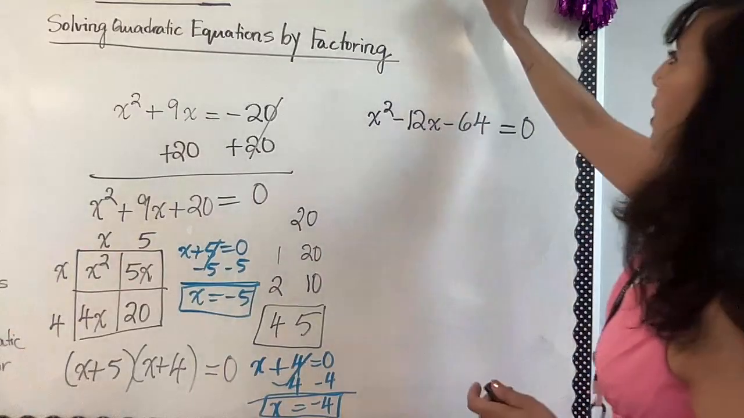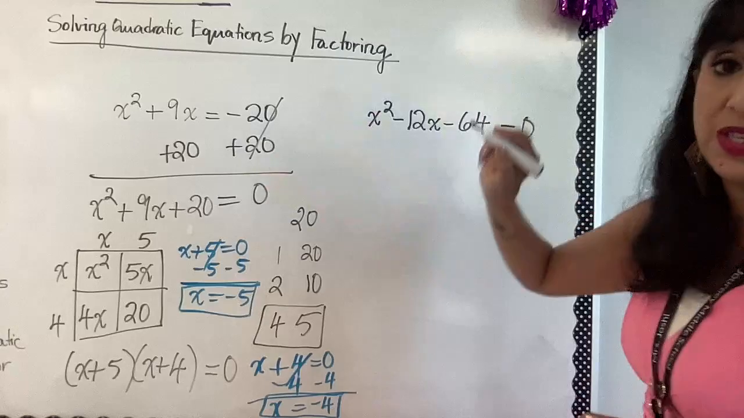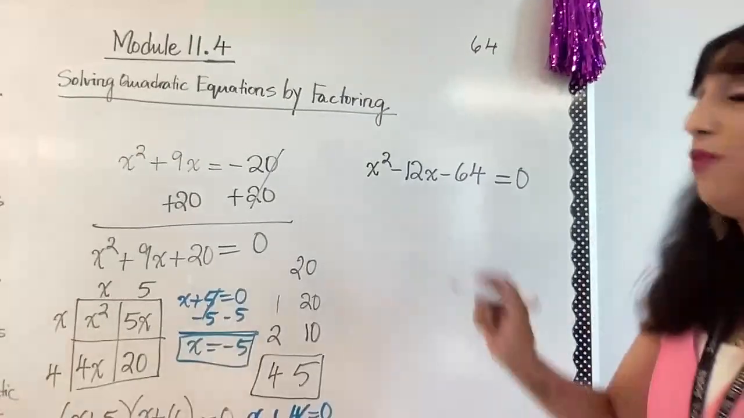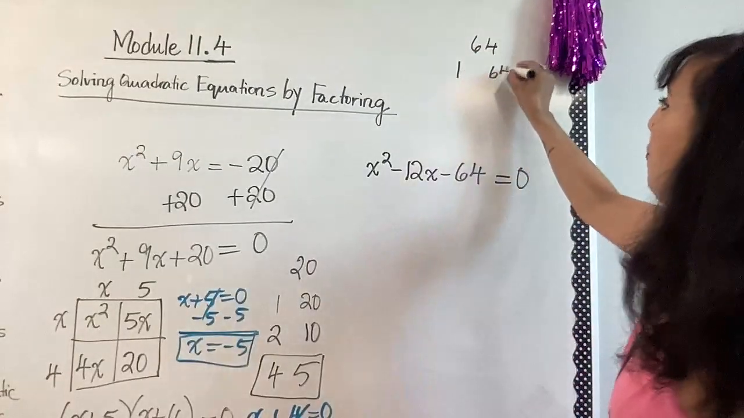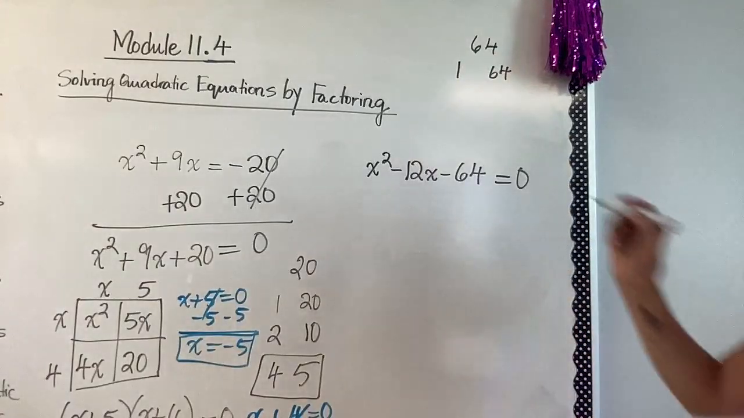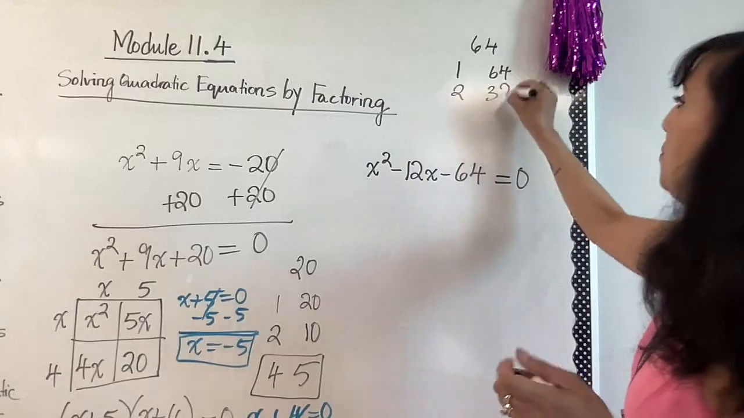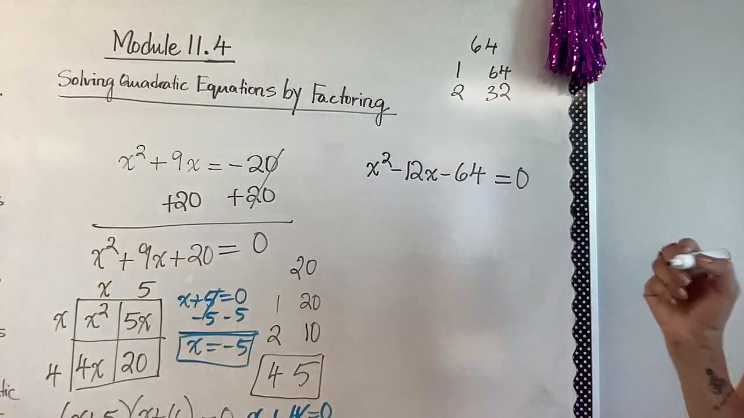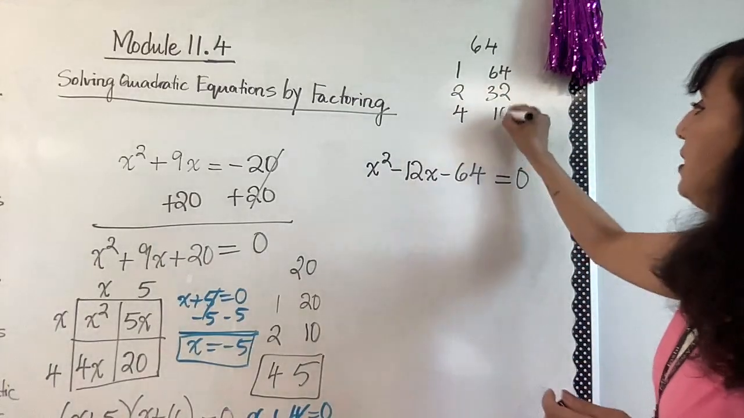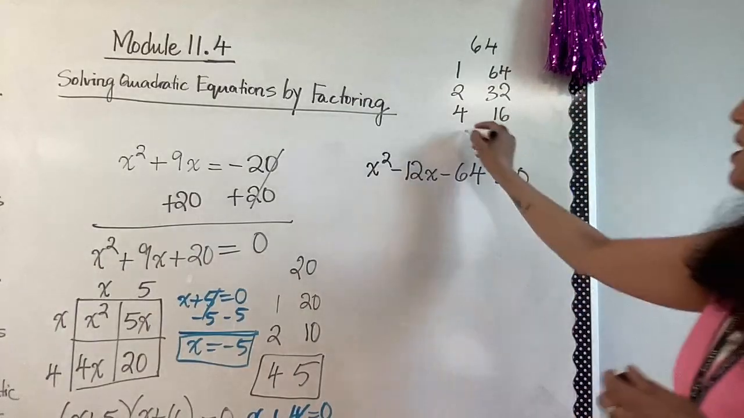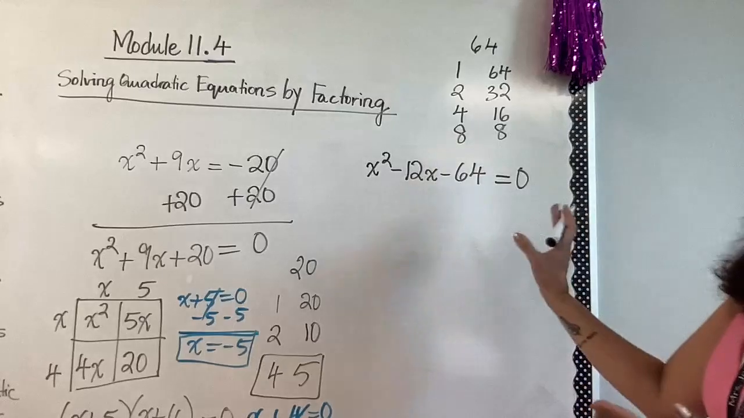And we are looking at what are my factors of 64. I have 1 and 64, right? I have 2 and 32. I have 4 and I have 16. I have 8 and I have 8. These are my factors of 64.